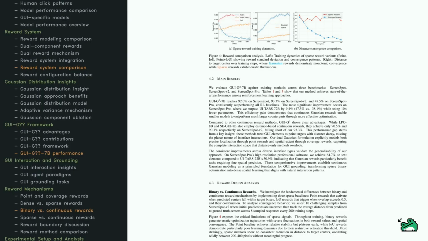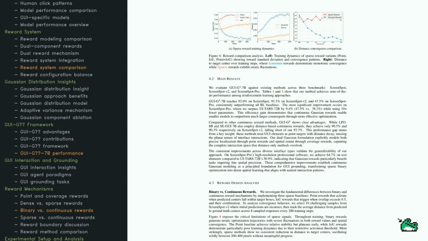Gaussian rewards consistently reduce this distance, while sparse rewards show erratic changes. Now, onto the main results. GUI-G squared 7b is evaluated against other methods across 3 benchmarks: ScreenSpot, ScreenSpot version 2, and ScreenSpot-Pro. The results? Impressive! GUI-G squared 7b outperforms existing reinforcement learning approaches. On ScreenSpot-Pro, it surpasses UiTAR's 72b by a significant margin, even with fewer parameters. This highlights the efficiency of continuous Gaussian rewards for optimizing performance.